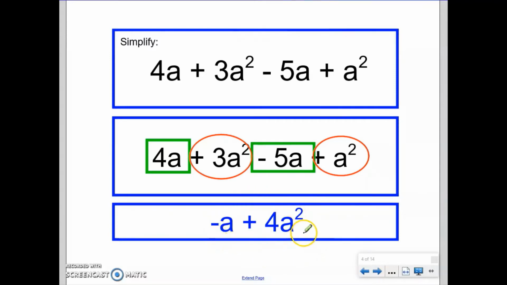Don't be tempted to simplify this further or put the a's and the a squareds together, because even though both terms include the letter a, the fact that this a is squared means we're dealing with separate terms completely. So the same method is applied.